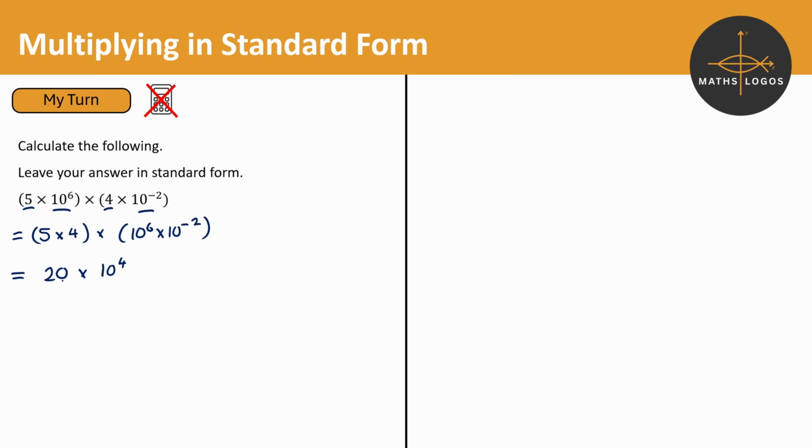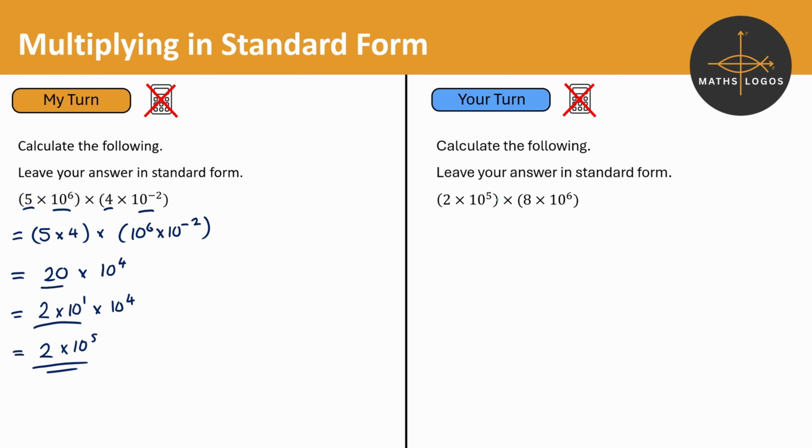Now, here's where I would go wrong if I left it as it is, because this number is not in standard form. This number is greater than 10. So like we've seen in the previous lesson, we need to adjust this to be in standard form. I'm going to write 20 as 2 multiplied by 10 to the power of 1 multiplied by 10 to the power of 4. All I've done there is I've taken my 20 and I've turned it into standard form. Then collect together your powers of 10. So add your indices on the 10 to the power of 1 and the 10 to the power of 4 to give you 10 to the power of 5. So that is my answer. Give this question a go and then we'll look at the solution.